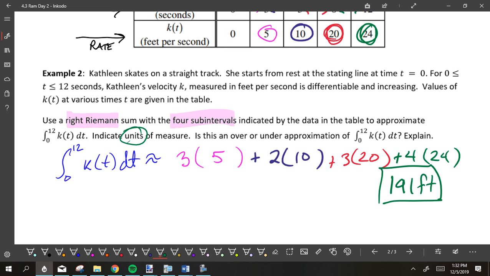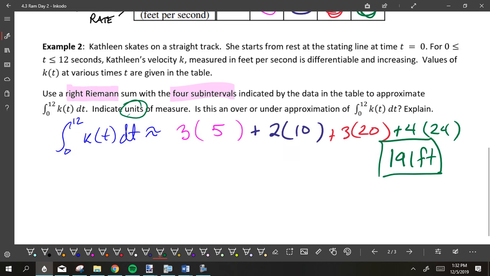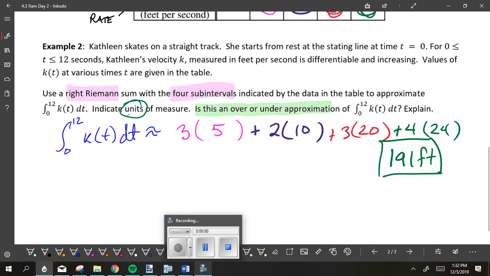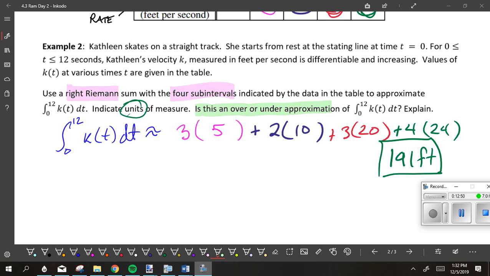Make sense? The third part of this question is, is it an over or an under approximation? Talk with your neighbor for a second. See if you can understand what you think it's going to be. Let me see. Thumbs up if you think it is an over approximation. Thumbs down if you think it's under.